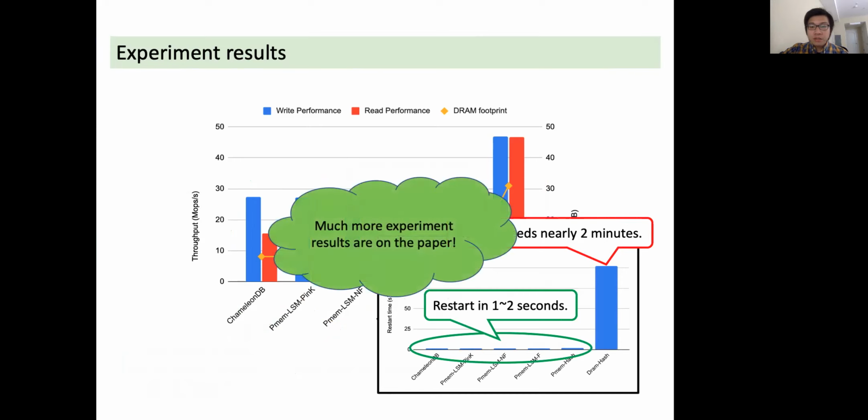The results presented in these slides are very brief. We have much more experiment results in the paper.